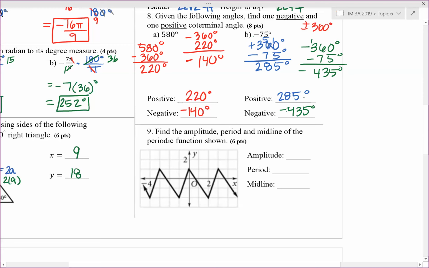Okay, so again, this one doesn't work as a check because the 75 was the one between 0 and 360, so I can't add these to check. It's the 285 plus the 75 that makes 360.